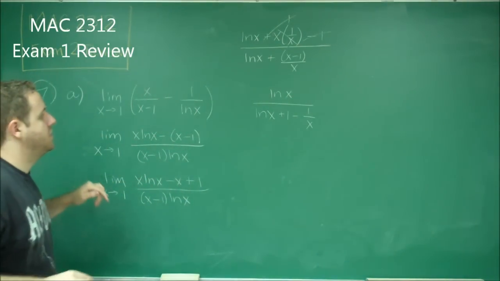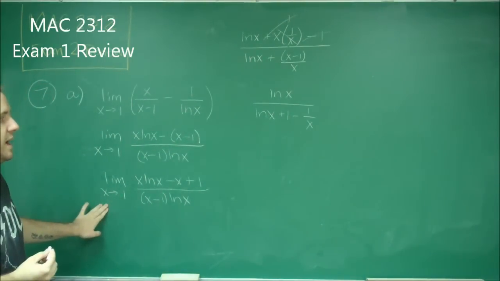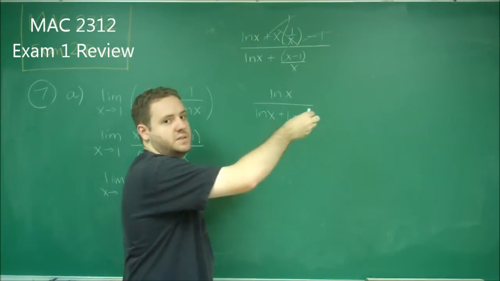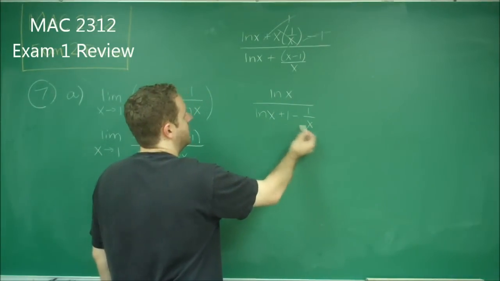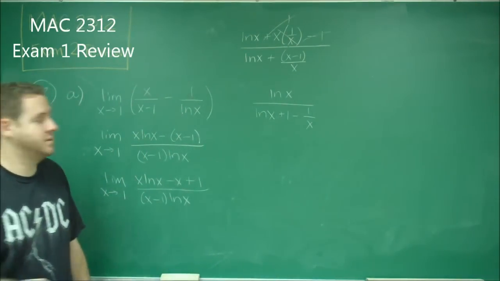So the first thing you want to do once you've done that is try your limit again. So we're trying for x to be 1. If x is 1, ln of 1 is 0, so the top is 0. We get 0 plus 1 minus 1, which is 0. So we still have indeterminate. We need to do L'Hopital's rule again.